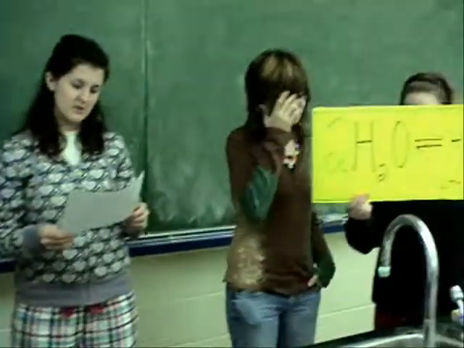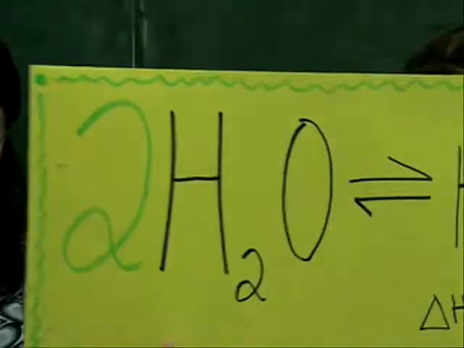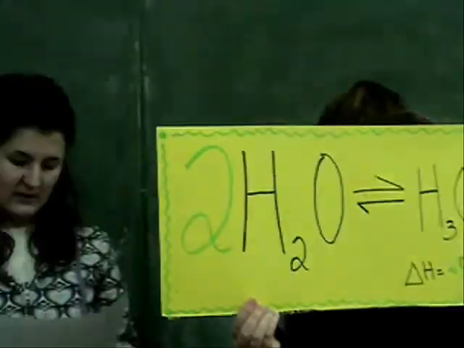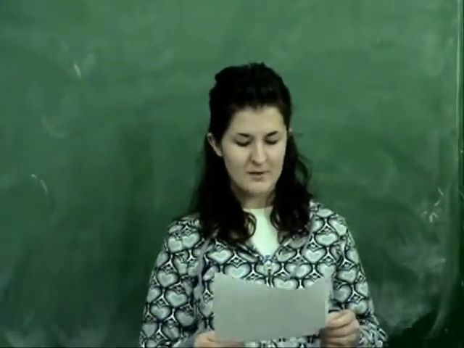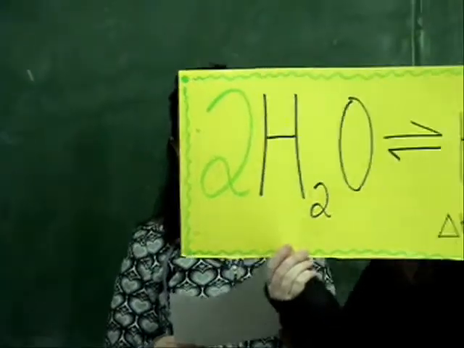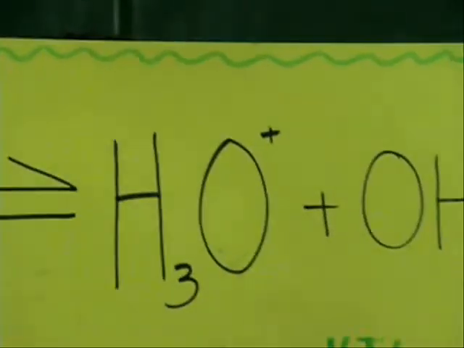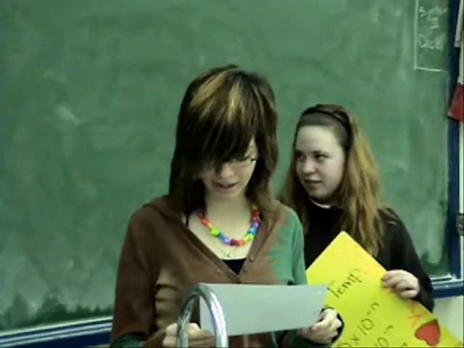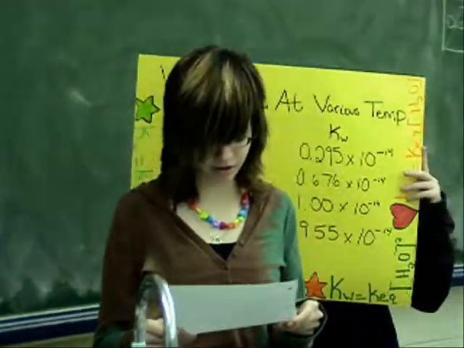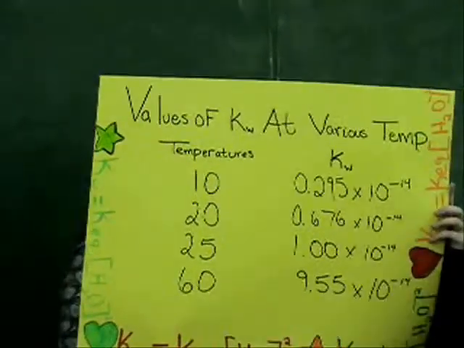What does the effect of the temperature have on Kw? The equation of the ionization of water is 2H2O in equilibrium with H3O+ and OH-. The delta H equals positive 57.1 kilojoules per mole. This means it's endothermic. Therefore, when the temperature is increased, the equilibrium shifts to the products, or to the right. Because the concentration of H3O+ and the concentration of OH- increases, so must the Kw.